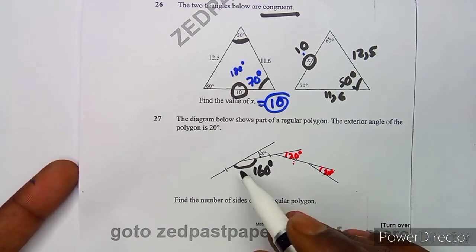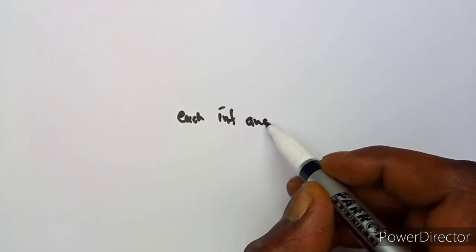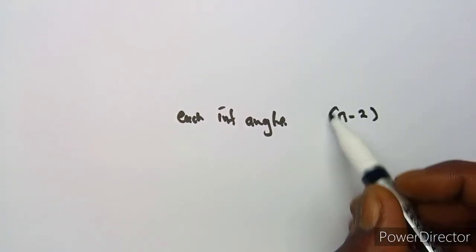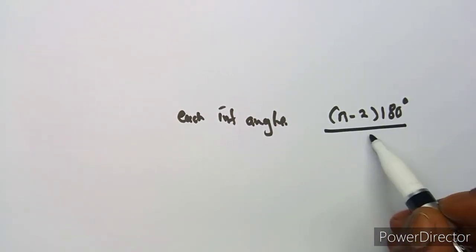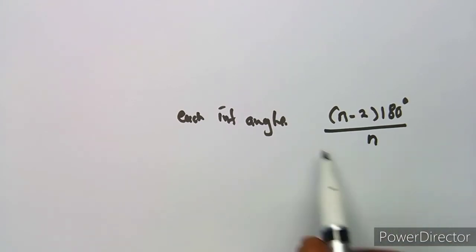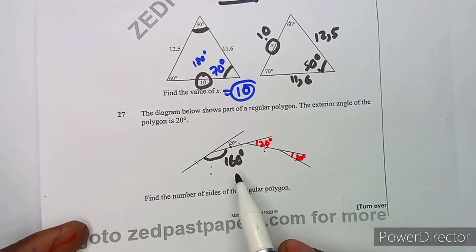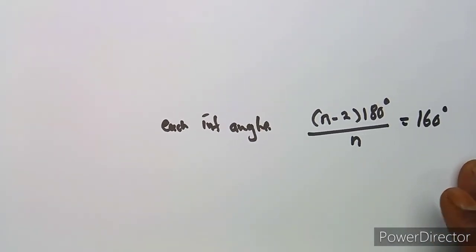Okay, so this is an interior angle where I know in order for me to find each interior angle, I'm going to use this formula, n minus 2 times 180 for the sum of interior angles divided by the number of sides. So this is for each interior angle, and that interior angle is equal to what? Is equal to 160 degrees. So that means I have formulated an equation that I am able to solve. How am I going to solve this?